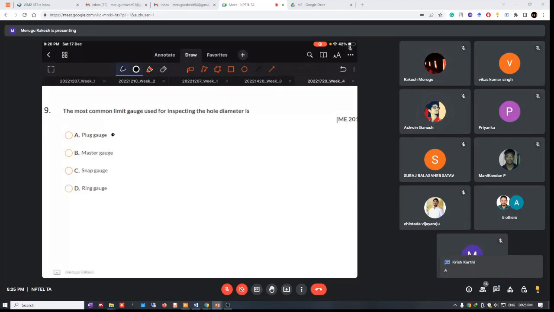A only, sir. Okay. Anyone with option C? No. So C can be, sir, but maybe most common means plug gauge. Yeah, correct. So only snap gauges can be used for both, right? Even if I'm inspecting hole or shaft, I can use both. But plug gauge is separately for hole.